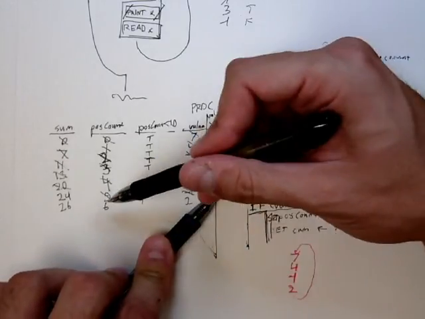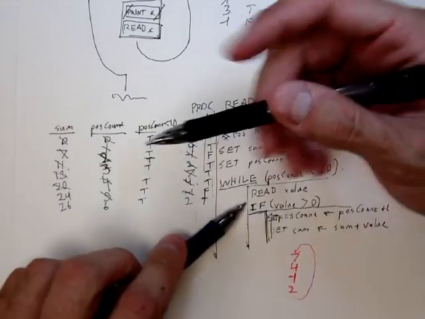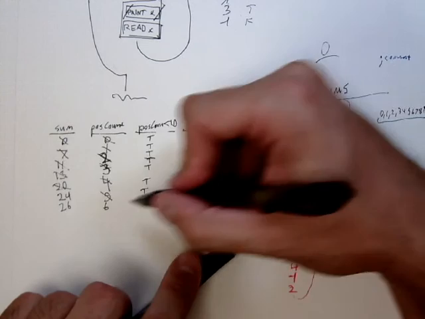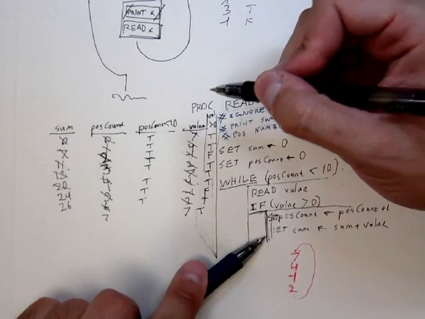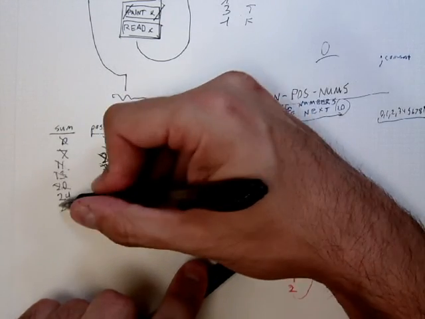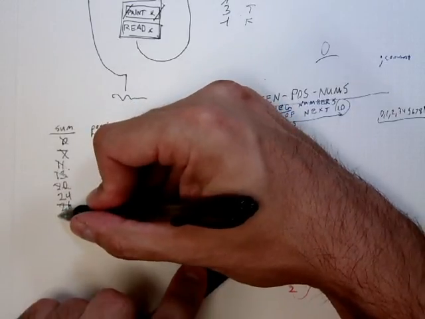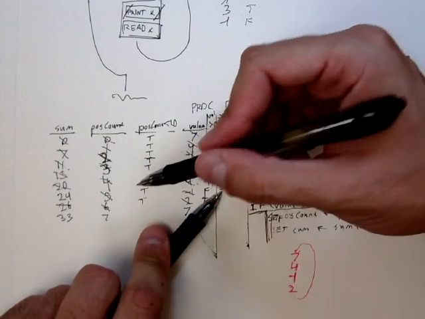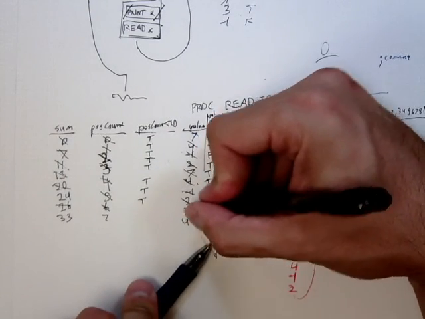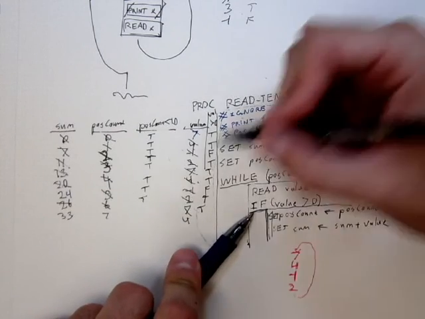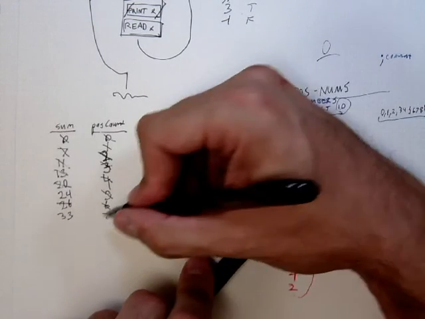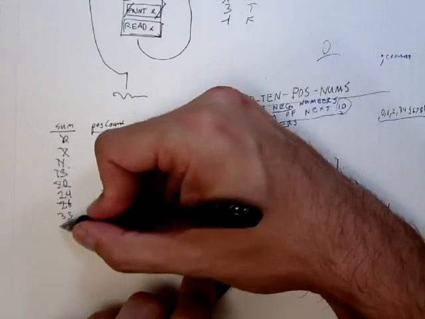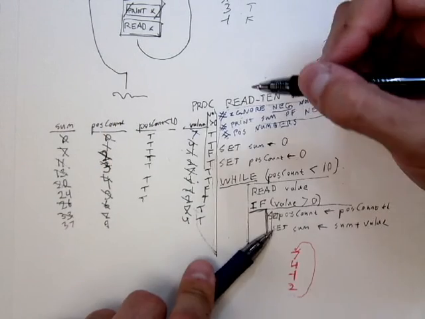Is pos count less than 10? Yes. Read in a value. 7 greater than 0. Pos count becomes pos count plus 1. Sum becomes sum plus value. That is 33. And we go back up to the loop. 7 is less than 10. We read value. We get a 4. If value is greater than 0, that's true. We set pos count equal to pos count plus 1. That's 8. We set sum equal to sum plus value. That's 37 because it's a 4. And then we come back to the loop.